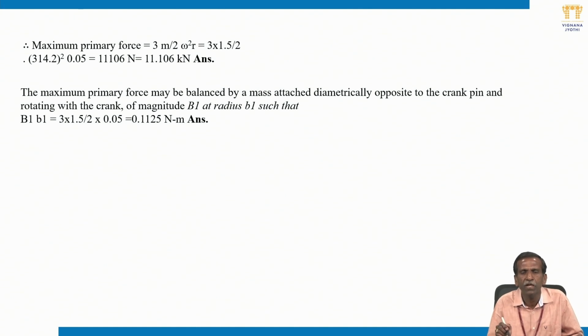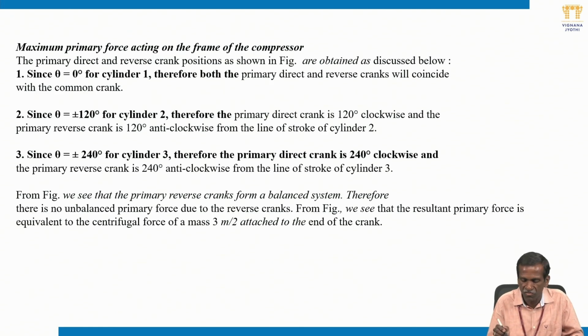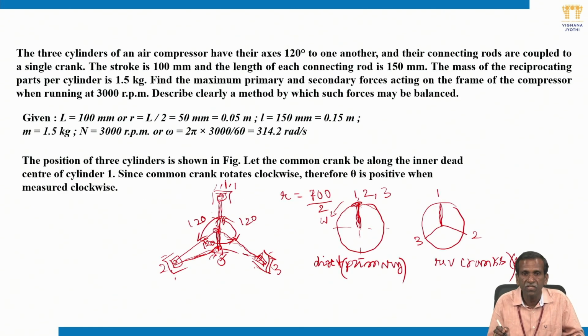Let us take the magnitude of mass as B1 at a radius B1 distance, such that B times B1 must be 3 into m/2 r, because omega is the same for opposite or reverse or direct rotation. So this is the primary force which can be balanced, and the product of mass and radius is directly calculated here. This is how much we need to attach. Understand or not? And the reverse also has m/2 and direction.